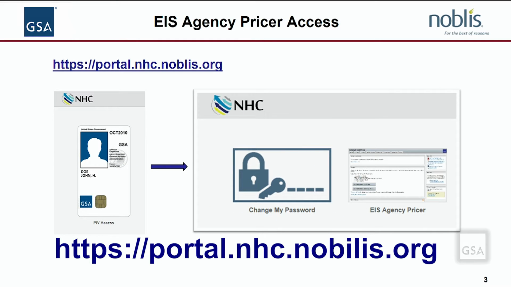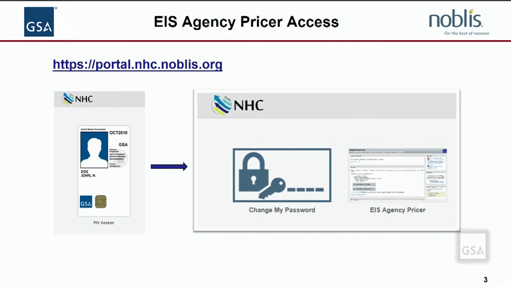Access to the EIS Agency Pricer is via this URL. For those who have used the Networks Agency Pricer, you will find the concepts are the same, but you'll notice the new interface is easier to get through and the new functionality more intuitive. Let's take a look at some of the pricer's features.